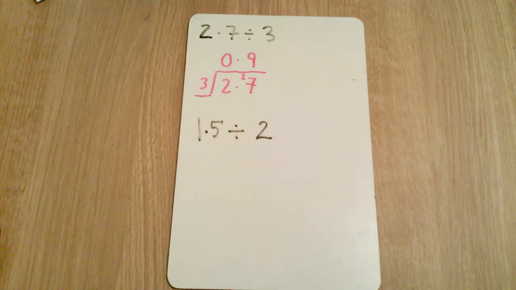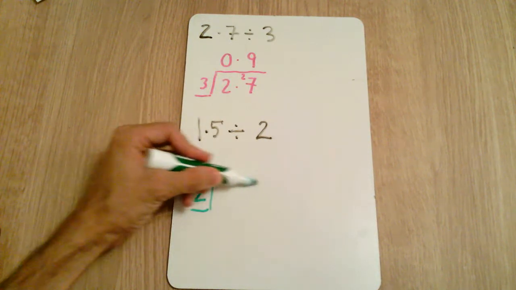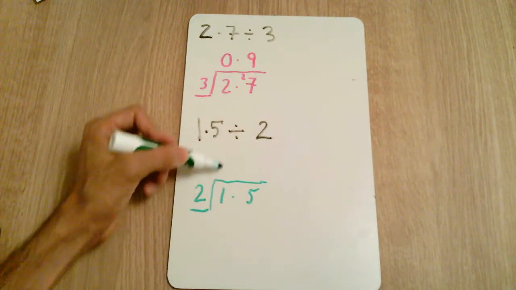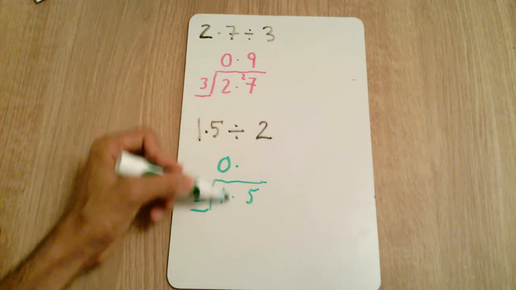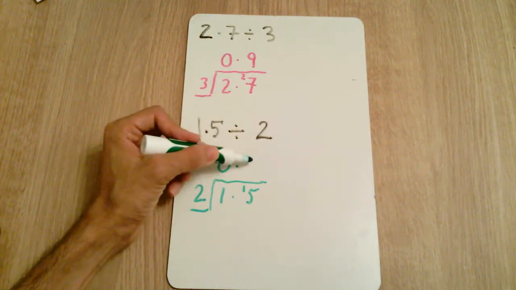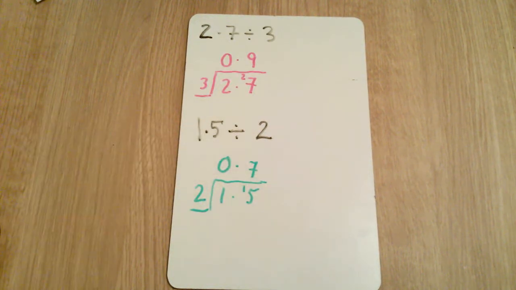Now we're going to follow the same process for 1.5 divided by 2. Once again, we are looking at how many 2's go into 1.5. Now 2 doesn't go into 1, so we put down a 0. The decimal point is kept in the same place. 2 goes into 15 7 times. 2 times 7 is 14, meaning there's 1 left over.